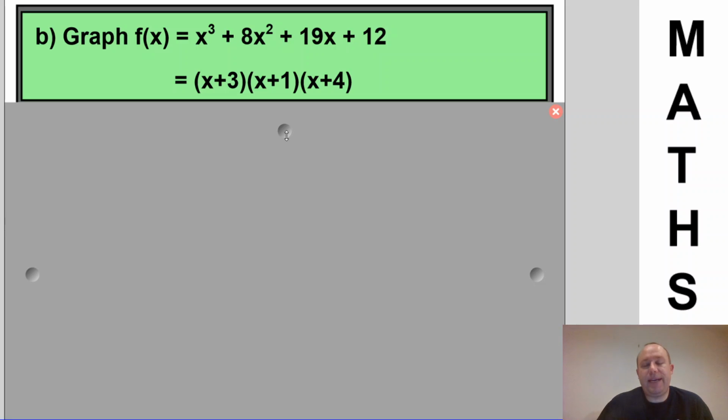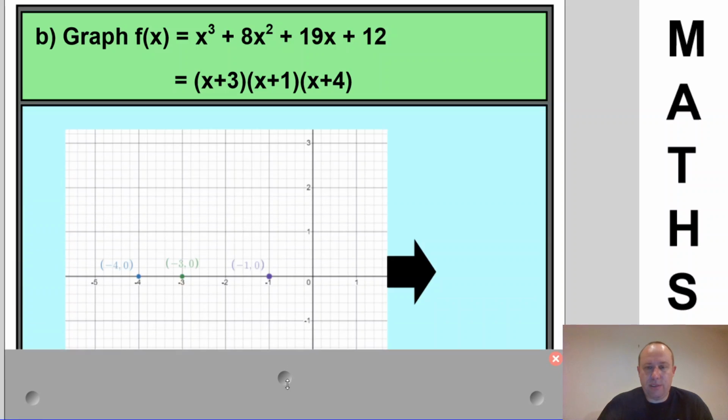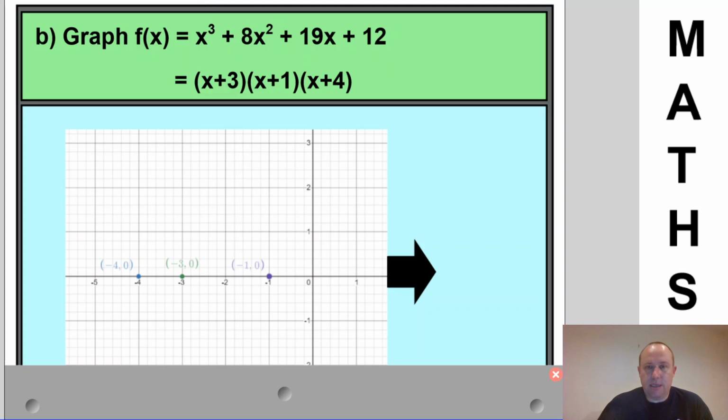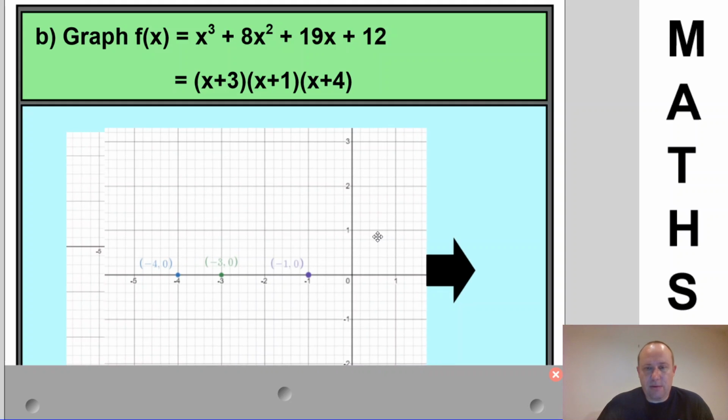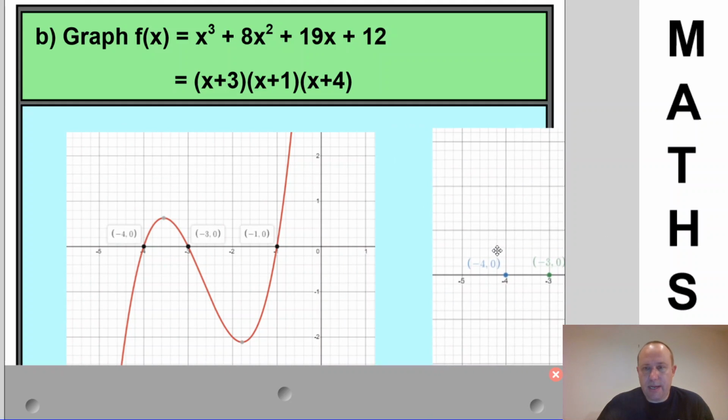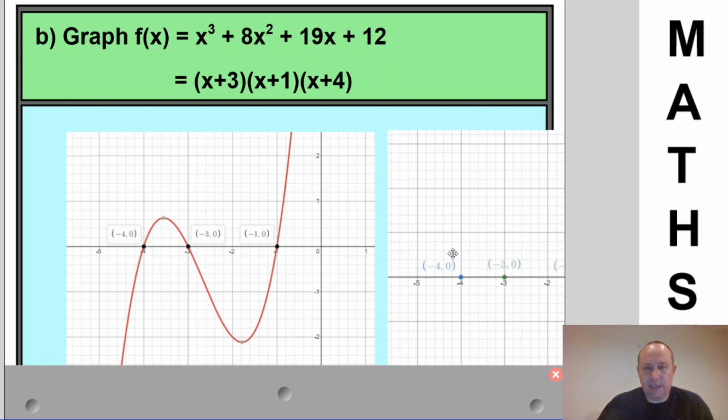So once we know what the factors are, then clearly we also know what the roots are as well. So where it says positive 3 here, I know that that means negative 3 is one of my roots, or x-intercepts if you prefer. Same for positive 1, that means negative 1, and same for positive 4, which means negative 4. And then if you go ahead and graph those, you can actually come up with a pretty good sketch for what this actually looks like.